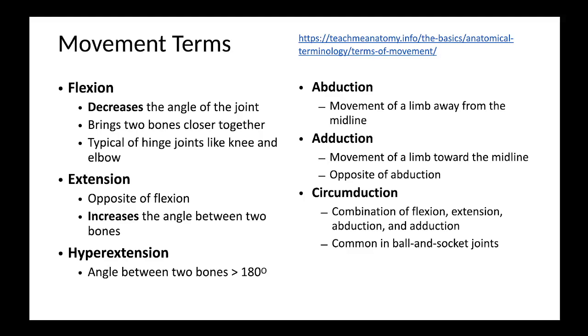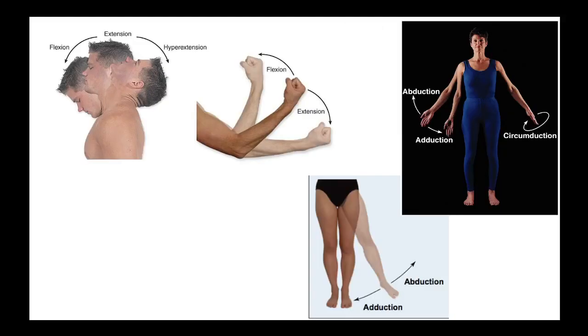And then circumduction is going to be very common in ball and socket joints. That's going to be a combination of all these different movement patterns: flexion versus extension, abduction versus adduction. So that's going to be called circumduction. And if you want to go deeper into these terminologies, you can click on this link here, but we're not going to do that for the purpose of this lecture.